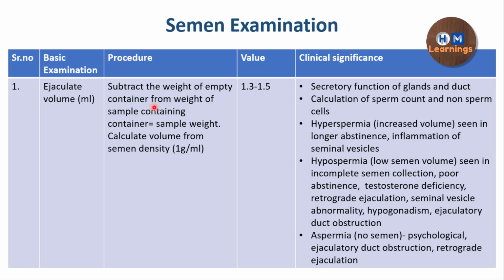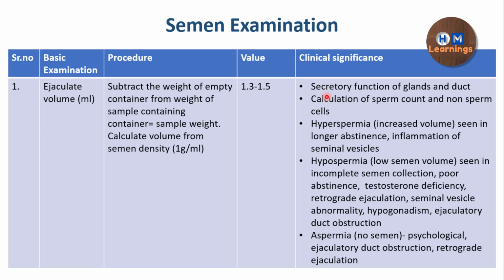Basically, before collecting the sample, the weight of the container is measured. Then after collecting the sample, the weight is measured again, and a subtraction gives the weight of the sample. Now we know the weight of the sample, and we also know the density of the semen, which is 1 gram per ml. So from that the volume can be calculated.